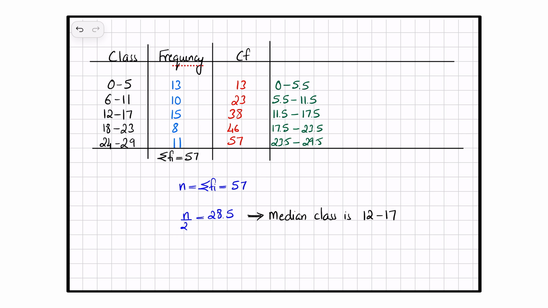So in this question, we found out the median class to be 12 to 17. In the continuous form, the class interval will be 11.5 to 17.5. And what is the upper limit of the median class? It will be 17.5. So the answer is 17.5. Therefore, the upper limit of the median class is 17.5.